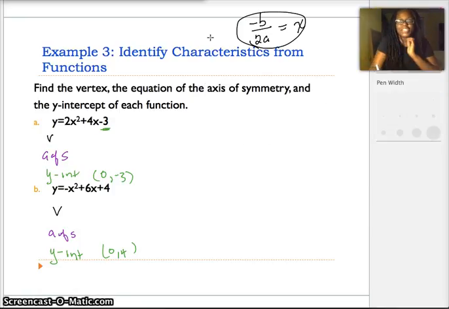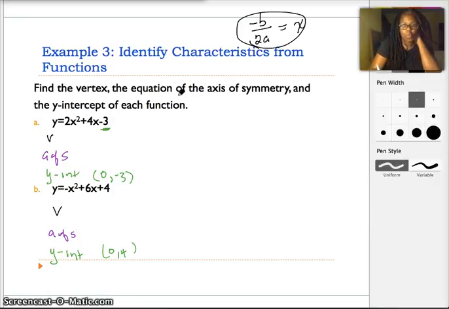Okay, so negative b over 2a is the formula. Of course we're talking about y equals ax squared plus bx plus c. So we're using the a and b when we have it in standard form. To find the axis of symmetry, let's do that for both of them. So x is equal to negative b over 2a.